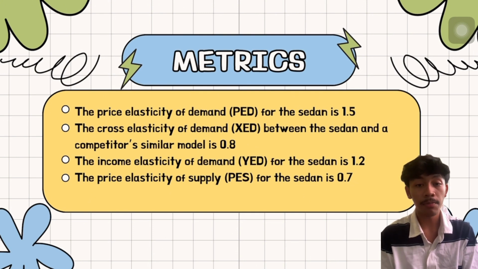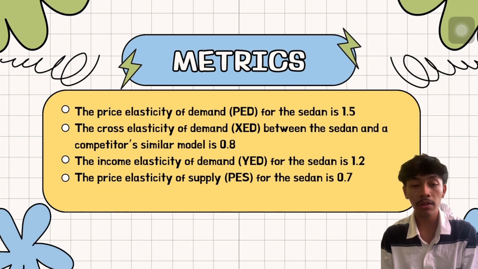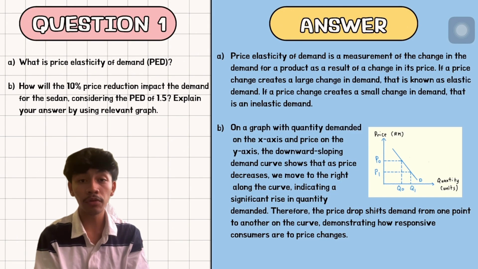The fourth one is price elasticity of supply. For the sedan, it is 0.7, which means supply is inelastic, meaning production can't quickly adjust. Let's move on to the questions.